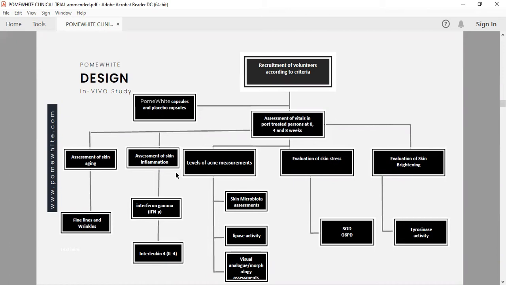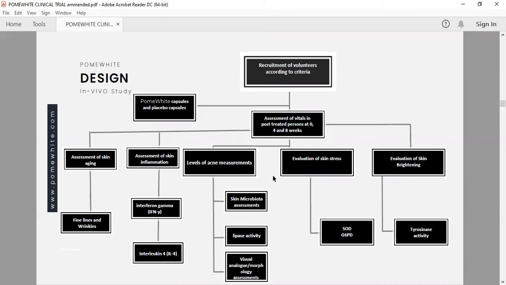This level of acne measurement is done by various tests. First is the skin microbiota assessment. We all know that whenever we get an infection of any part of the body, the doctors recommend that we have a culture study of that tissue. The culture study means that microbiologists identify the different types of bacteria present, and then they identify how much of the bacteria are pathogenic on our tissue, and then they recommend the medication.